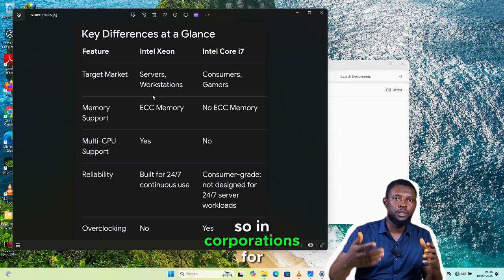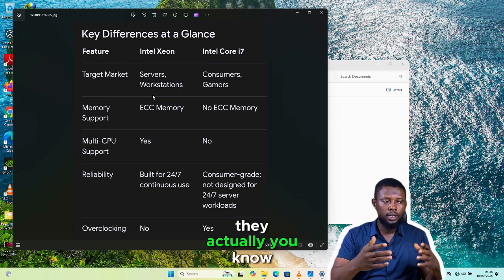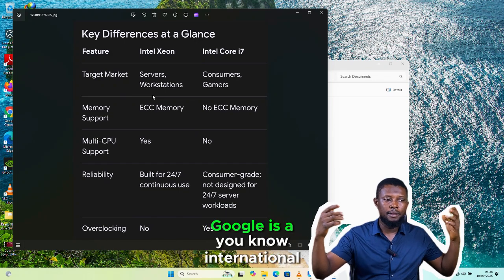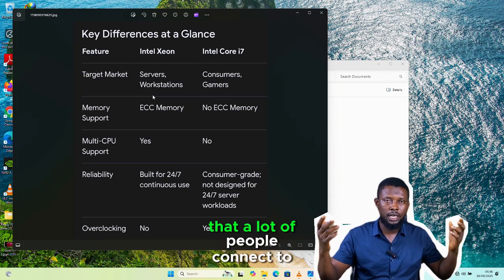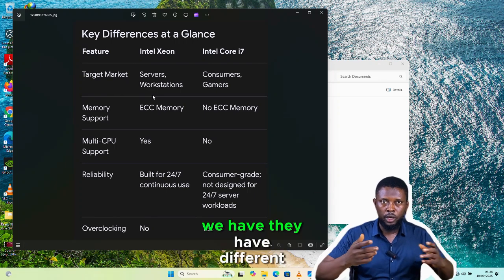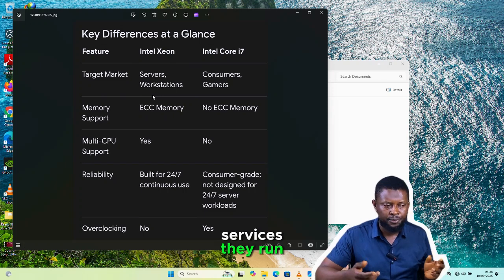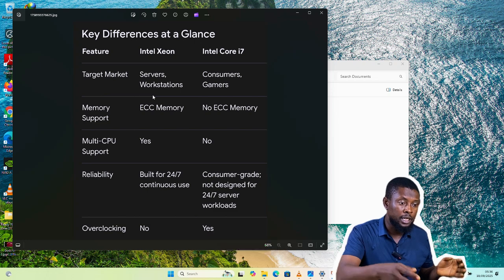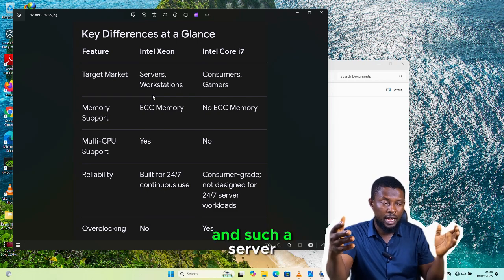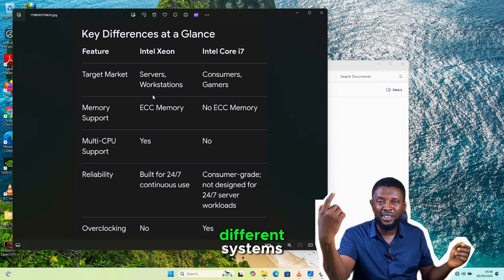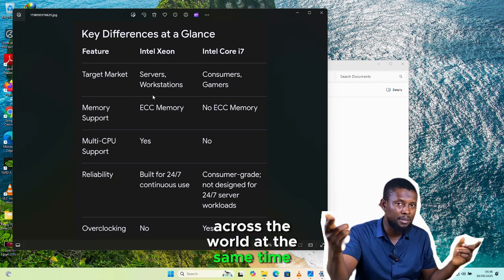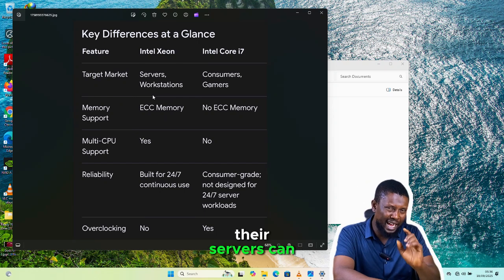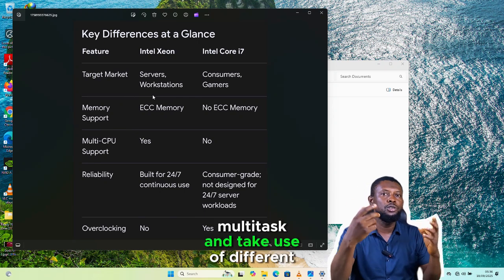For corporations, just imagine Google, for instance. Google is an international organization that a lot of people connect to. They have different services they run. So of course, you won't be expecting them to use this kind of server. They will be using a very huge server, and such a server will be communicating with different systems across the world at the same time. That would mean that their servers can multitask and make use of different systems.